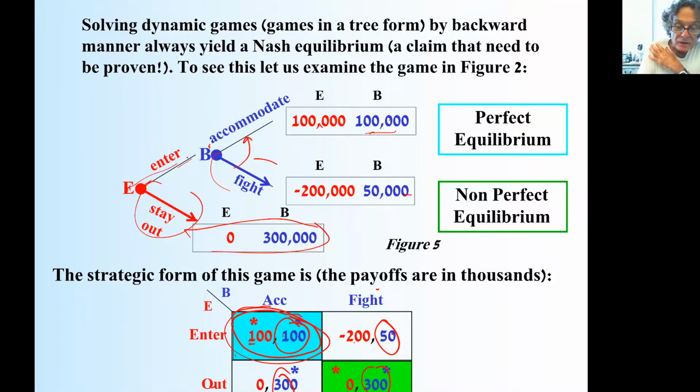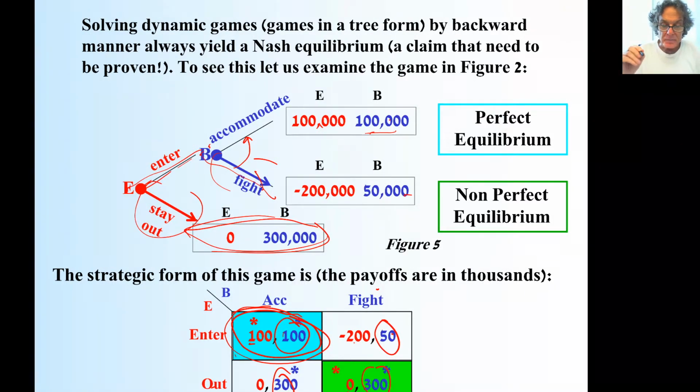So if I stay out, and then if I decide to stay out, it doesn't matter if she fights or accommodates, the outcome is this. And if she fights, surely I don't want to enter to get negative 200, I should stay out. So it's an equilibrium, but that equilibrium relies on a non-credible threat, and the strategy of B to fight, in this case, is weakly dominated.